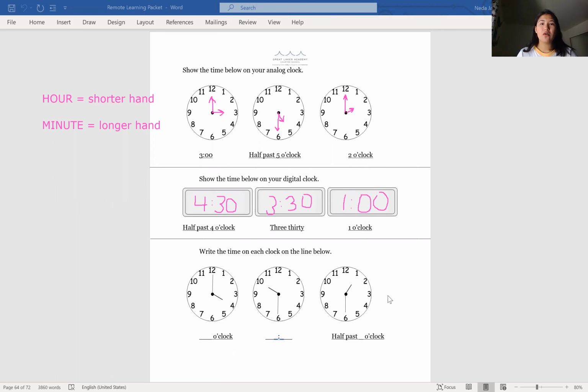So now we flipped it a little bit. Now the time is on here for you on the clocks, and you need to write what time it is on the lines below. Before you do that, I have some more shout outs.